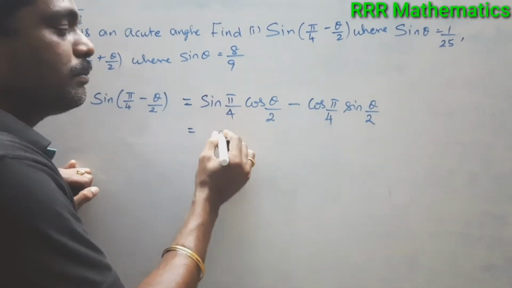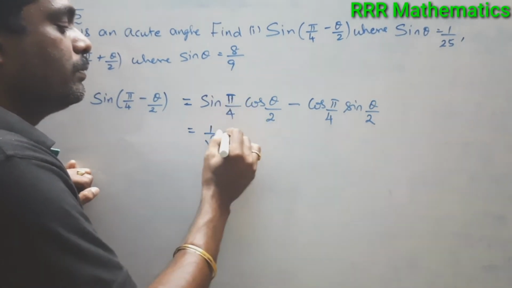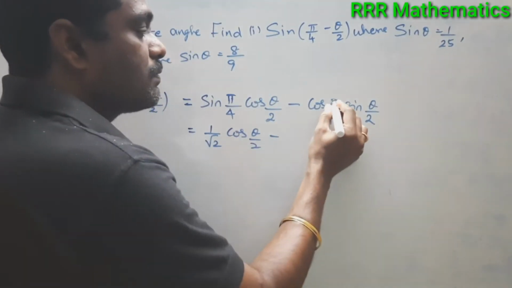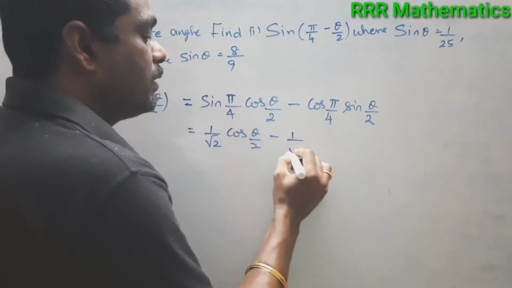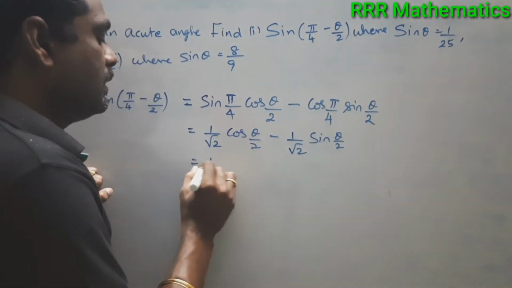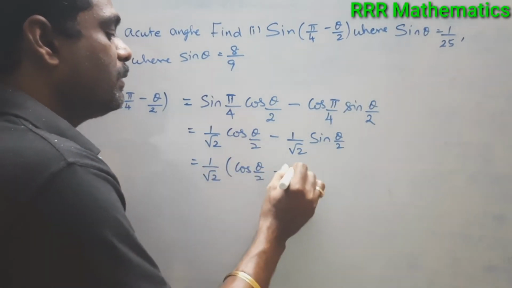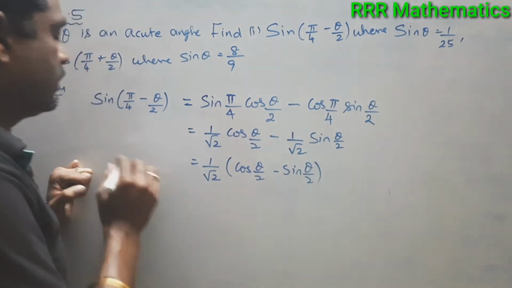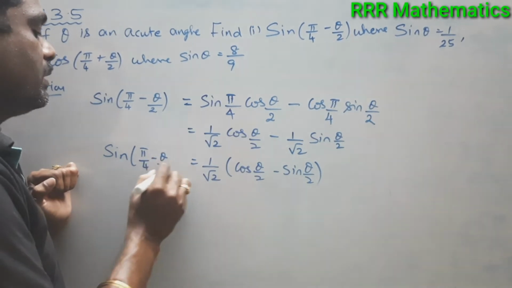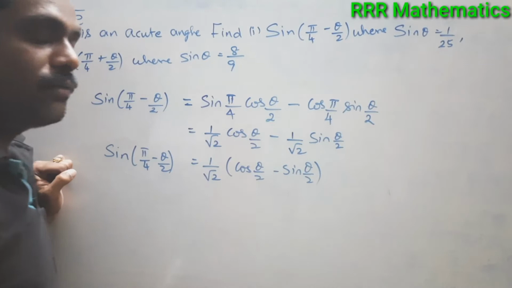What is sin pi by 4? Sin 45 gives 1 by root 2 into cos theta by 2. Cos pi by 4, that is cos 45, gives the same value, 1 by root 2 into sin theta by 2. I'll take 1 by root 2 common. Finally, I am getting sin of pi by 4 minus theta by 2 equal to 1 by root 2 into cos of theta by 2 minus sin of theta by 2.